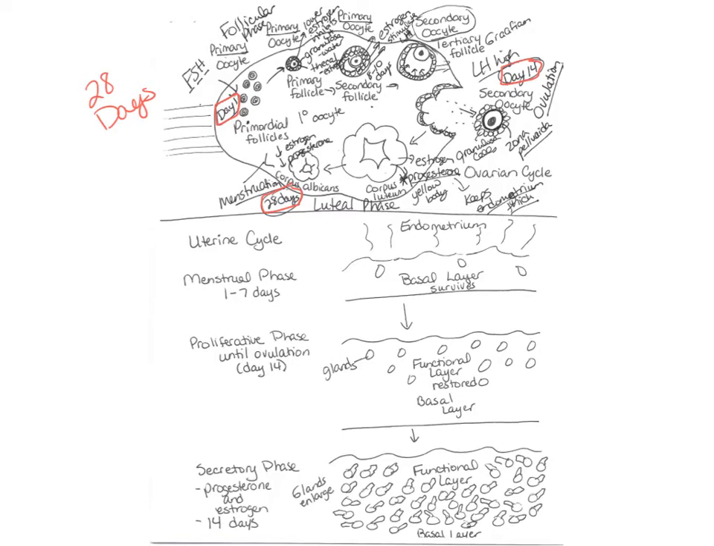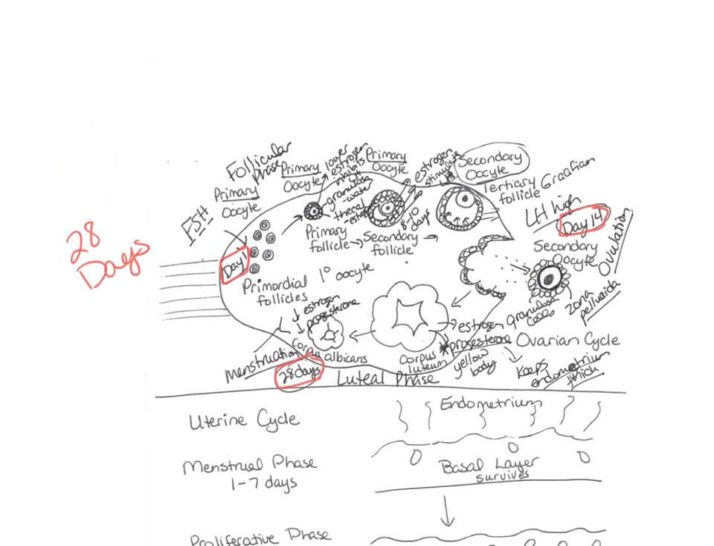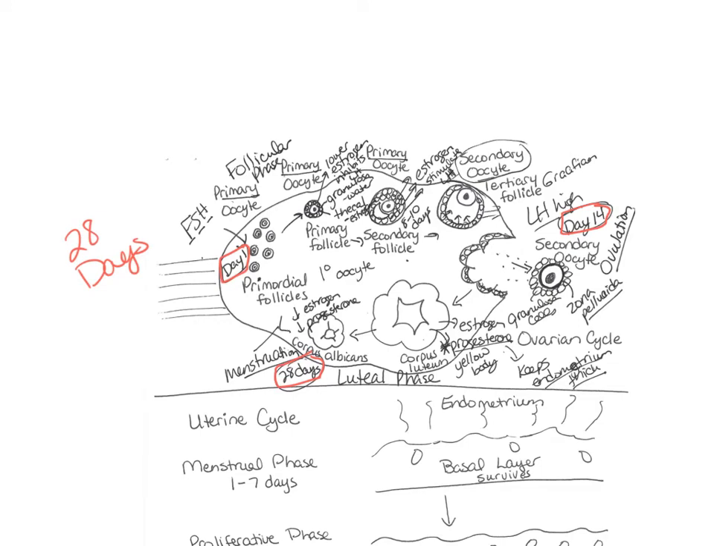The estrogens and progestins that are secreted from the follicle cells and the corpus luteum in the ovary have a lot to do with what goes on in the uterus. So before we get started on the uterine cycle, let's just go back and take a look at the ovarian cycle again and look at the hormones.